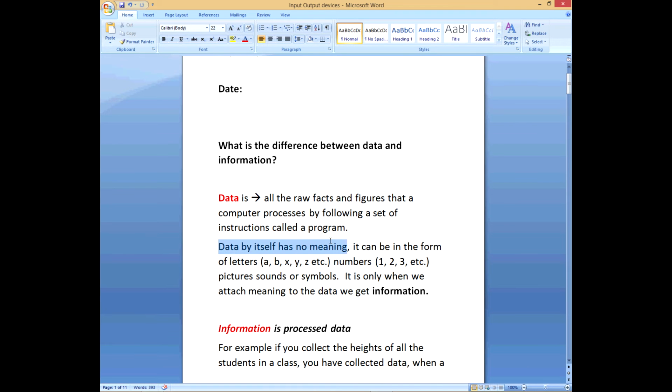Data by itself has no meaning. It can be in the form of what? Letters, ABC, etc. 1, 2, 3, etc. Pictures, sounds, or symbols. It is only when we what? Attach meaning to the data, we get information.